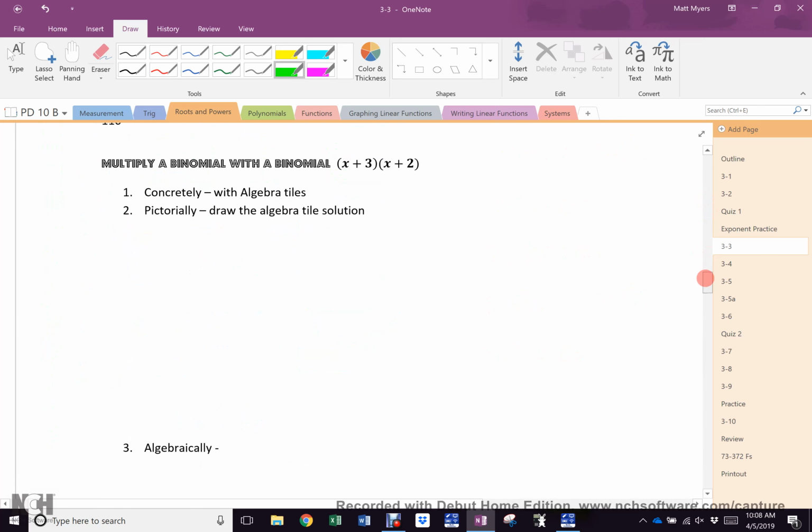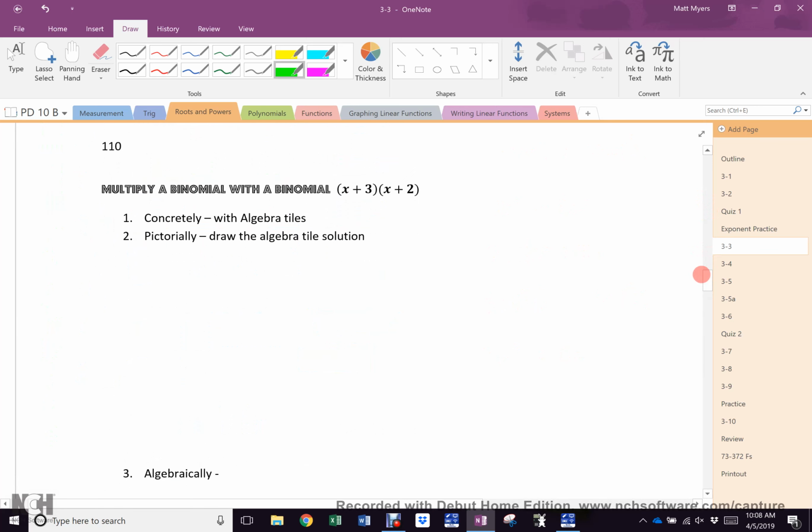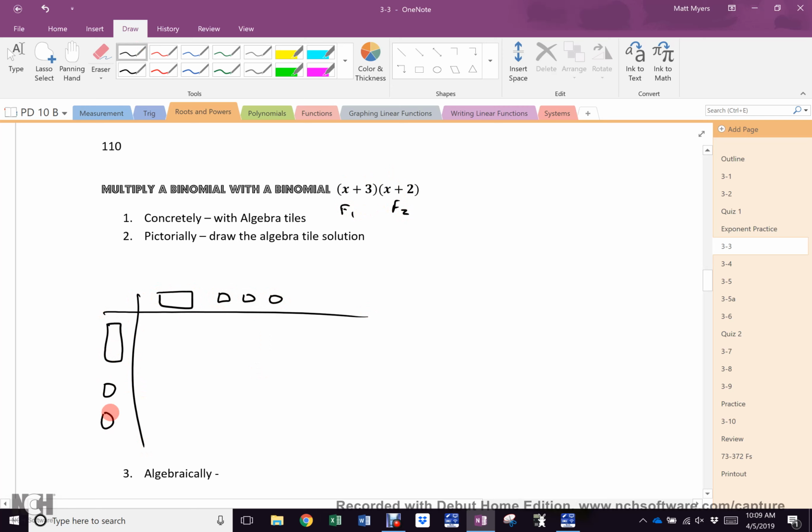Now, being the intelligent young people that you are, how many factors are there? 2. Factor 1, factor 2. Where do factors live in the rectangle? Outside. Factor 1, x plus 3. Factor 2, x plus 2. Fill it in.